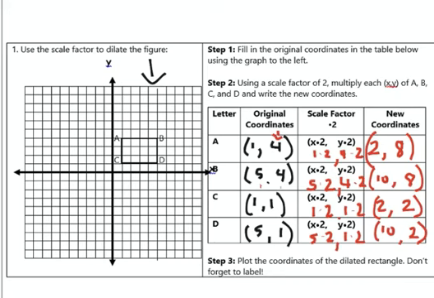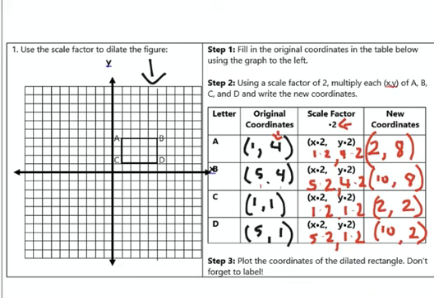All right. Now step 3, plot the coordinates of the dilated rectangle. Don't forget to label it. So since we're multiplying by a whole number scale factor, my new rectangle should be bigger than my original. If that scale factor is a fraction, which you'll see on the back, yes, we would get a smaller rectangle, but 2 is a whole number.